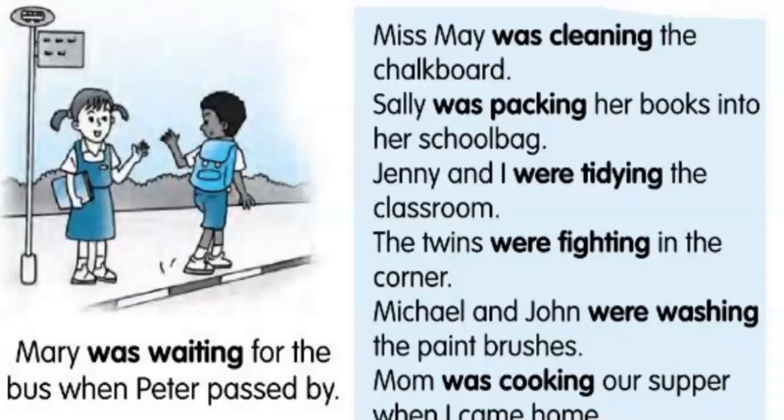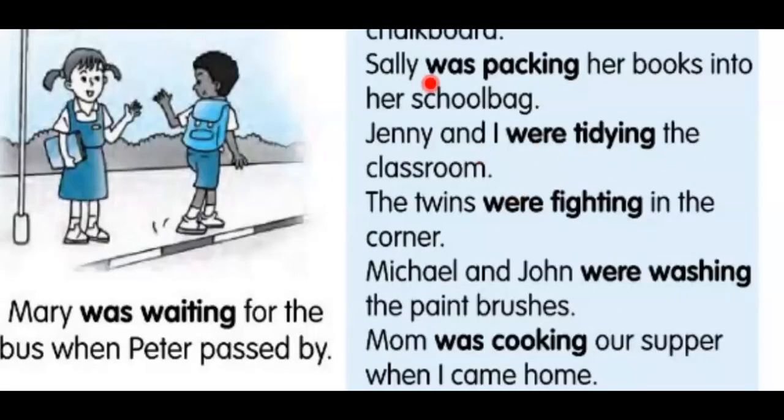Now see over here for plurals. Sally is singular. When we are talking about one, we will use was. Now see over here for plurals, what do we use? The twins were, we will use the helping verb were, fighting in the corner. So here, which helping verb is used? Were. And fight is the verb plus ing, fighting. So were fighting, this whole is past progressive tense.